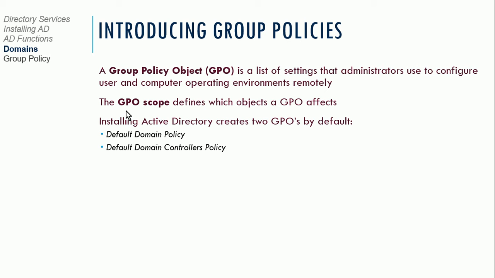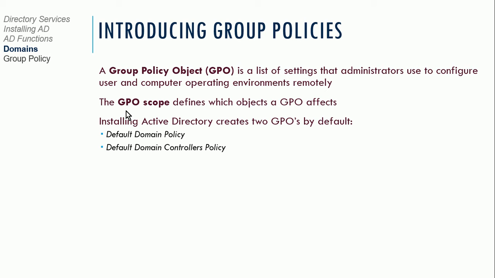So group policy objects are a list of settings that you can use to configure the user and computer operating environments remotely. And what's even more important than remotely is centrally, right? So if you have a policy that says no user should be able to mount a USB, right? They shouldn't be able to just plug in a USB and mount the files on there and auto run it. You can enforce that policy globally in one keystroke. You can go in and configure group policy to apply that rule to all computers on the network.